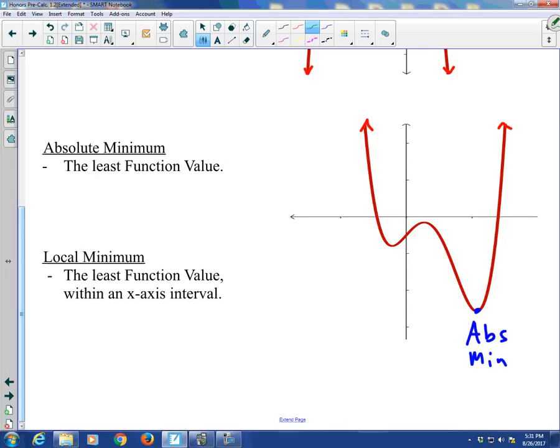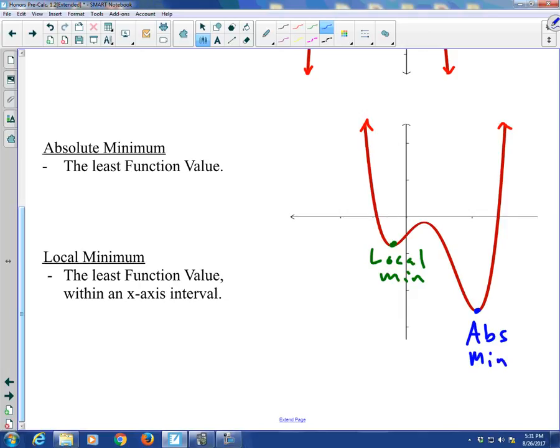Similarly to local maxes, we say that local mins are function values within an interval on the x-axis. So again, what I can say is if I draw this interval out right here, I can see that this ordered pair is going to contain a local min. And again, all absolute mins are local mins, and it's only if the local min also happens to be the least function value that we attain that we could call it the absolute min.